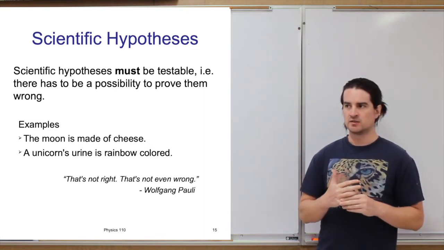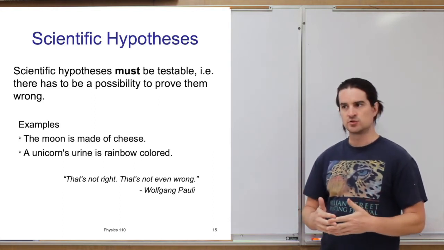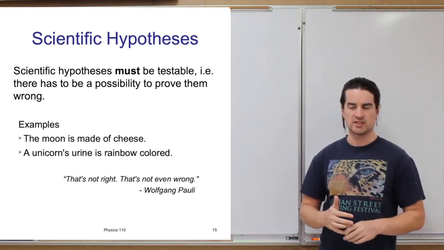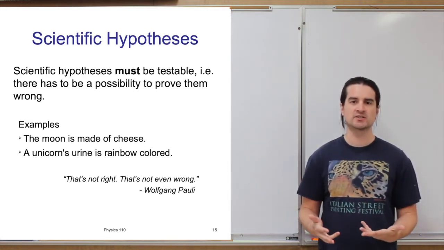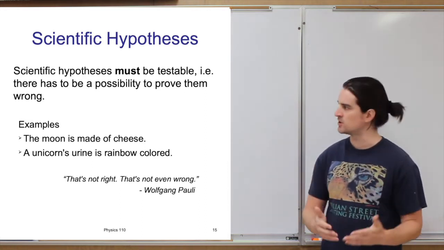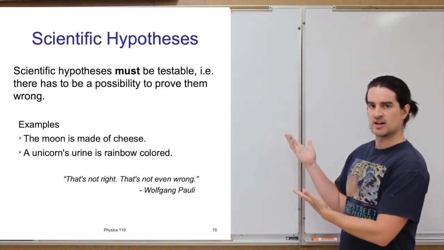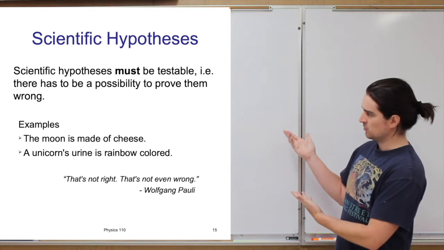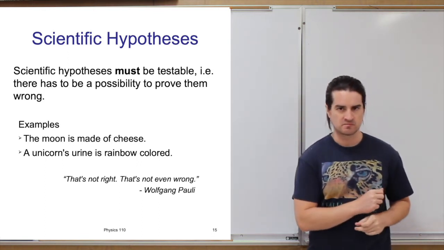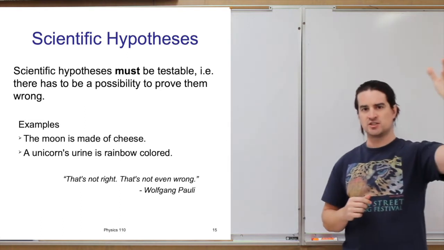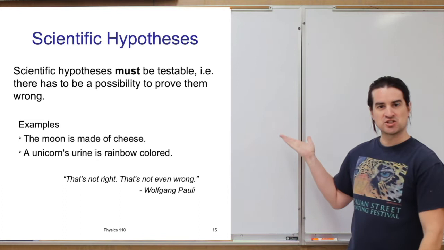Meaning that there needs to be a way to prove it wrong. Even though that test might fail and it's still shown to be correct, there has to be at least a way to test it. So some examples of possible scientific hypotheses, right? One, you could say, well, the moon is made of cheese. That's my hypothesis, right? I've seen the moon, it looks like cheese, I'm gonna guess it's cheese. That is actually a scientific hypothesis.